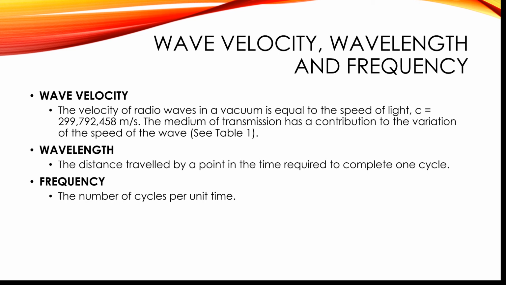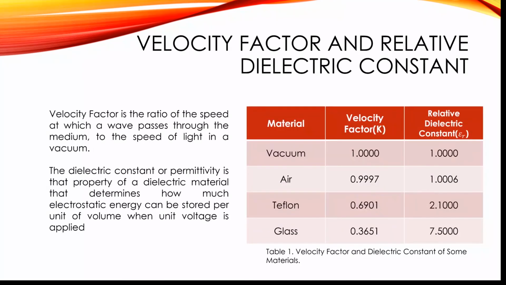The frequency is the number of cycles per unit time. Next, velocity factor and relative dielectric constant. The velocity factor is the ratio of the speed at which a wave passes through the medium to the speed of light in a vacuum. Different materials have different velocity factors and different relative dielectric constants. The dielectric constant, or the permittivity, is the property of a dielectric material that determines how much electrostatic energy can be stored per unit of volume when unit voltage is applied.